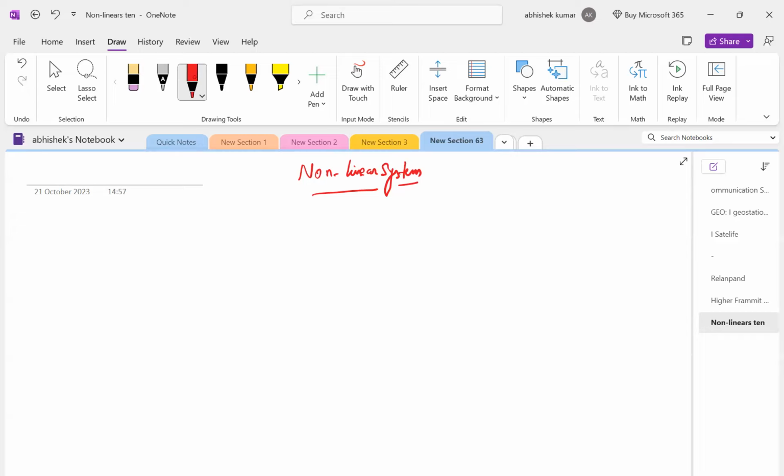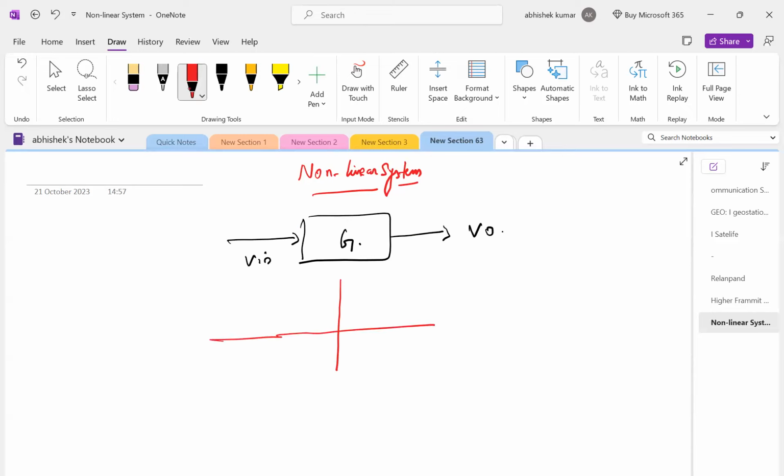You can observe the slope here. Suppose this is a system with gain G, and you send a V input signal and get a V output. Suppose this is a linear system. This will be an input, and if our system is linear, you will get a similar type of output. Because your system is linear, your output signal will not get distorted. That is the advantage of a system being linear.